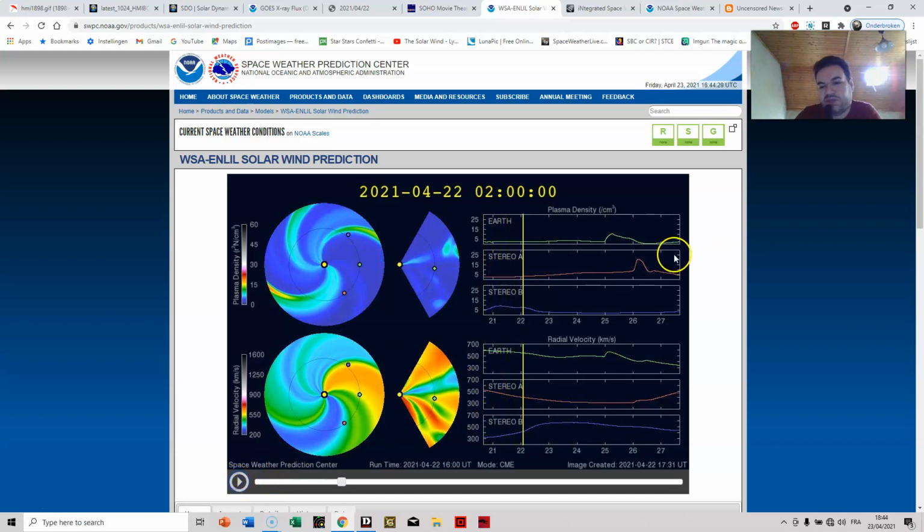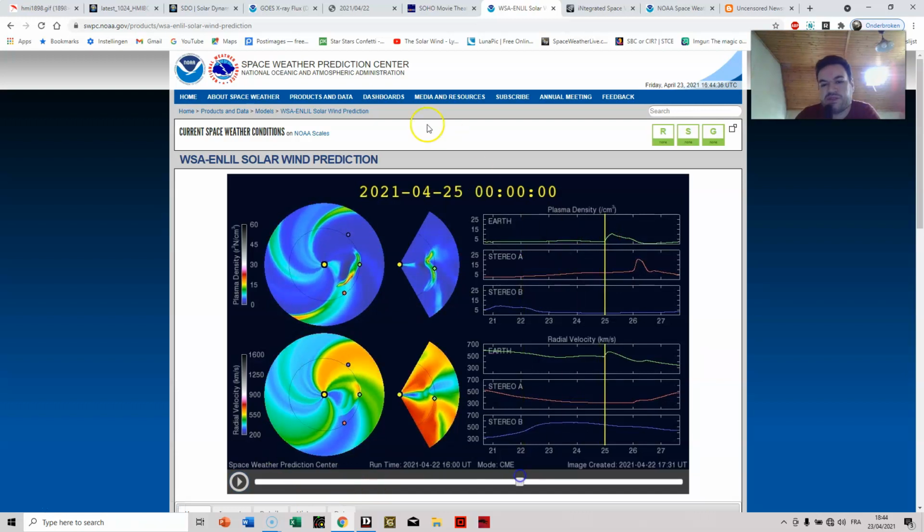So basically, we can see the impact over here. It will happen on the 25th. Let me just go right at it. Yes, the 25th. This is Sunday. So Sunday, we can expect an impact. It is a small impact when we look at the density. Right over here, let me go just a little bit back.